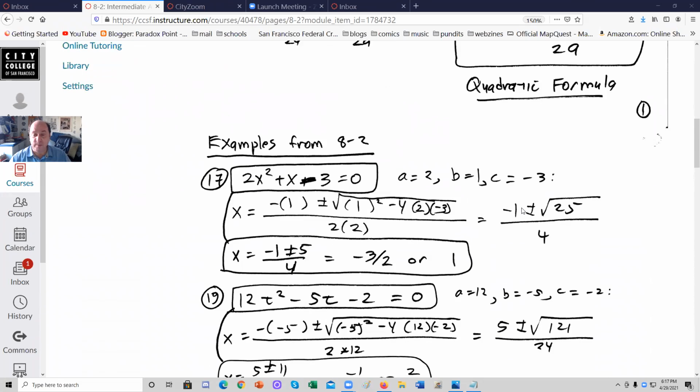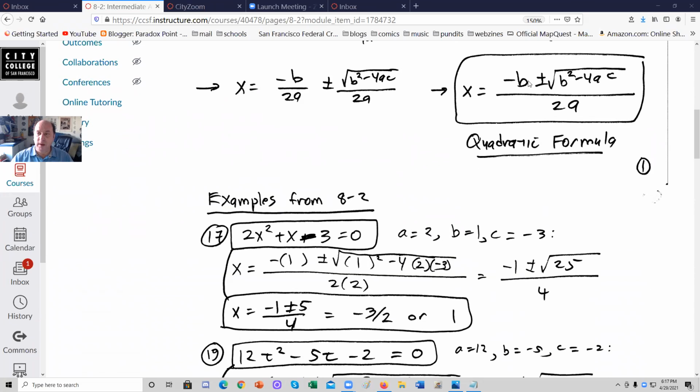All right, so for example, 2x squared plus x minus 3 equals 0. This 3 has a minus in there. So a is 2, b is 1, c is negative 3, and we plug it into the formula. So minus b, minus 1, plus or minus root of b squared, that's 1 squared, minus 4 times 2 times negative 3, all over twice 2. 1 squared is 1, minus a negative is plus, 4 times 2 times 3 is 24, 1 plus 24 is 25, so you get negative 1 plus or minus root 25 over 4.